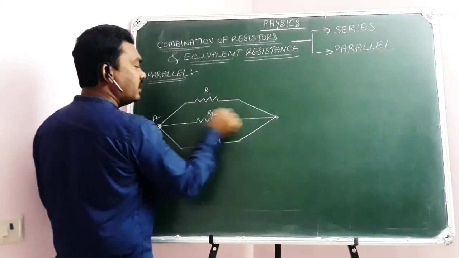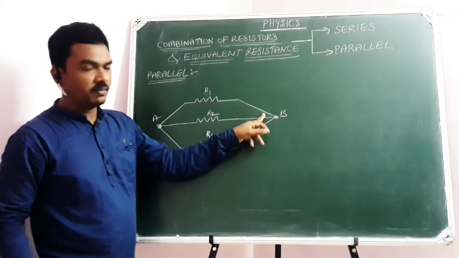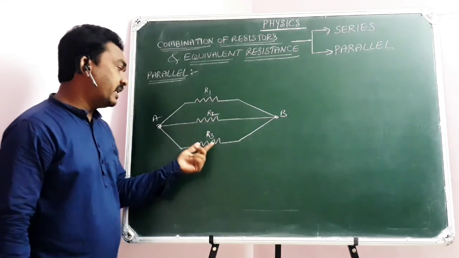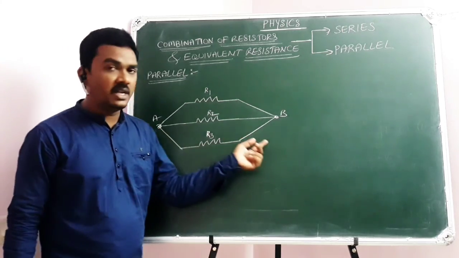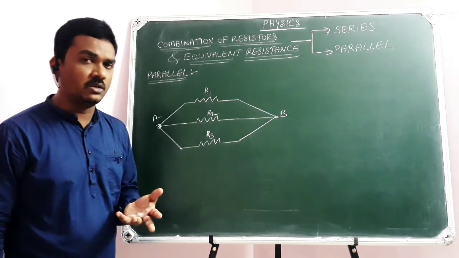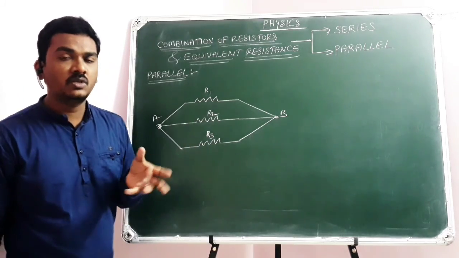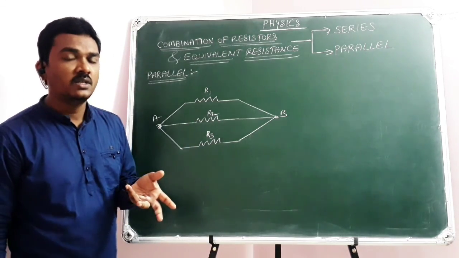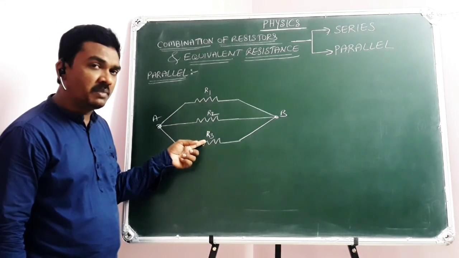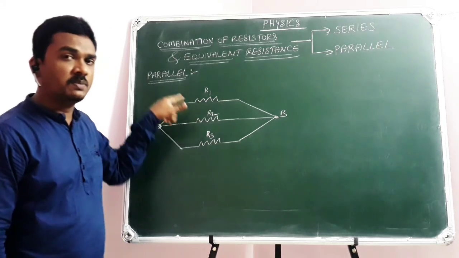To say clearly, the terminals of R1 are connected between A and B. The terminals of R2 are connected between A and B. The terminals of R3 are connected between A and B. Means all the resistors, whether two or more, will be connected between two common points. Because of that, a common potential difference will be maintained across every resistor in this parallel combination.